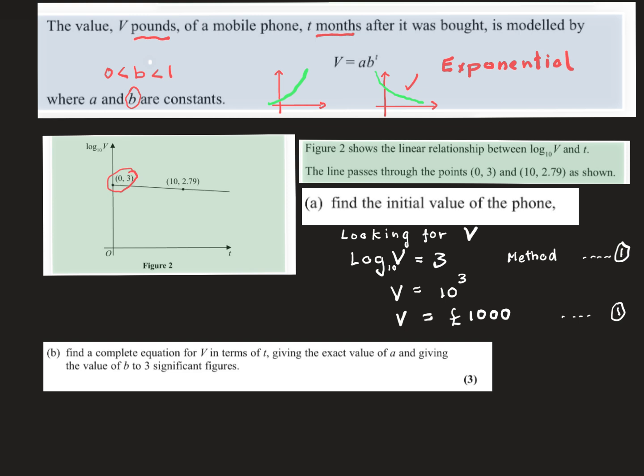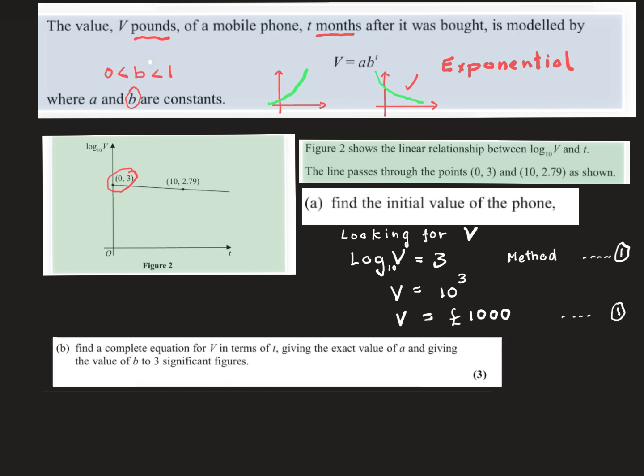Now in this question, we are told that we need to find an equation for V in terms of T, giving the exact value of A and giving a value of B to 3 significant figures. This means we need to write the equation in this form. The only information that's available is the one on the graph. One thing we can see from the graph is that it is a linear function, so we could use this information to write a linear function.